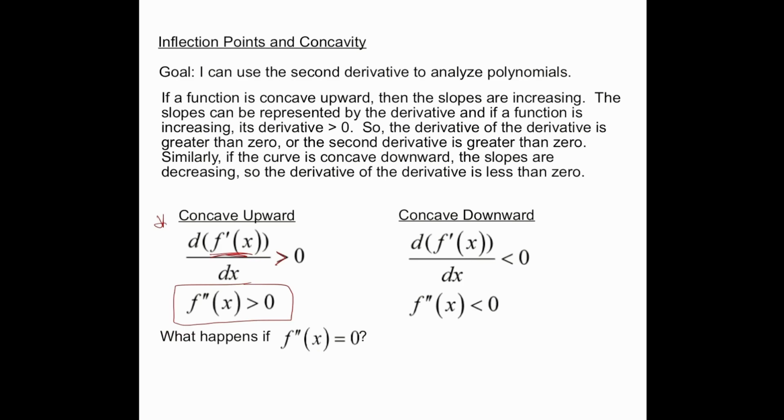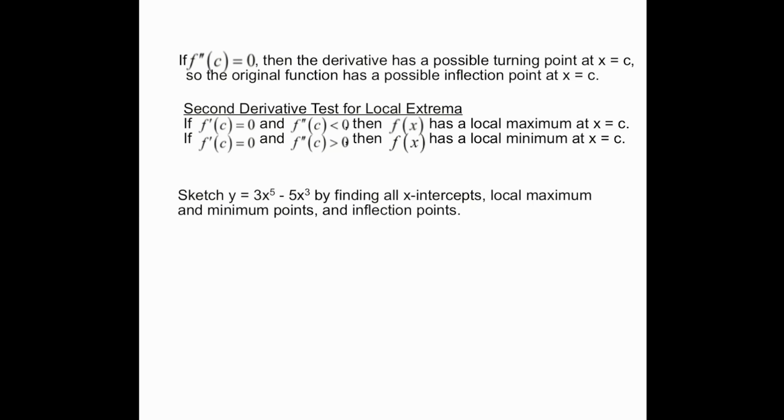Similarly, if the curve is concave downward, so now this one, the slopes are decreasing. So the slope of my derivative is decreasing, or less than 0. So the derivative of the derivative, my second derivative, is also less than 0. What happens if the second derivative equals 0? If the second derivative is equal to 0, then the derivative has a possible turning point when x equals c, and c is just the x value where the second derivative is 0. This means that the original function has a possible inflection point where x equals c.